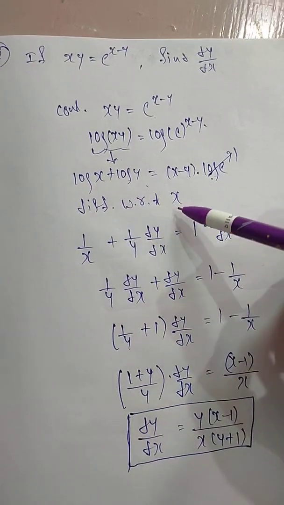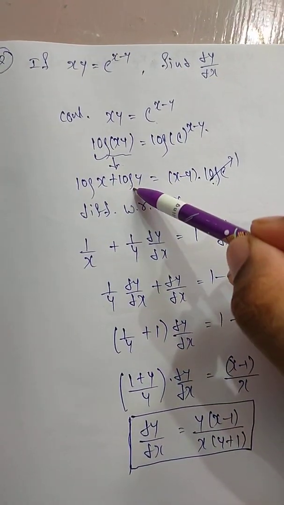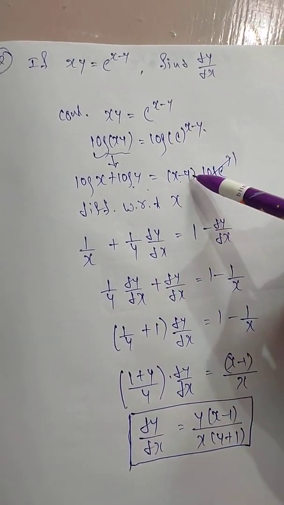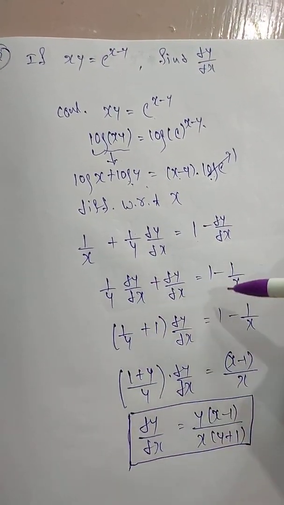Now differentiate with respect to x. The differentiation of log x is 1 by x. The differentiation of log y is 1 by y into dy by dx. The differentiation of x is 1. The differentiation of y is dy by dx. Keep the dy by dx on the left side, the rest all on the right side.